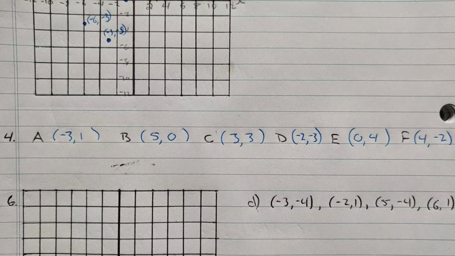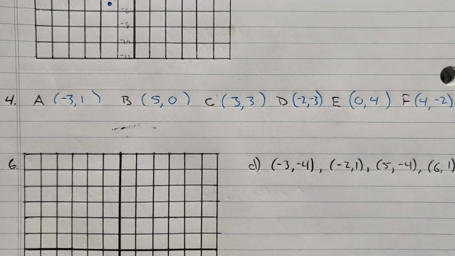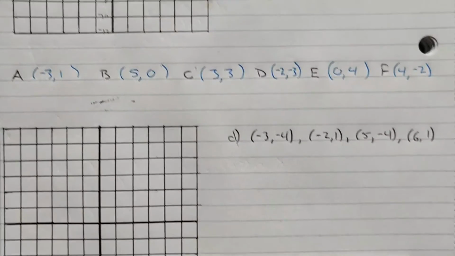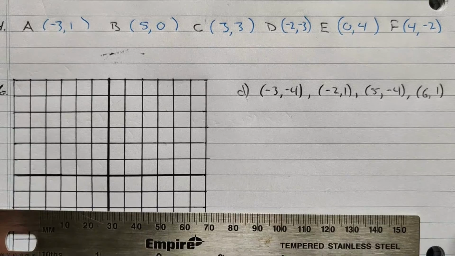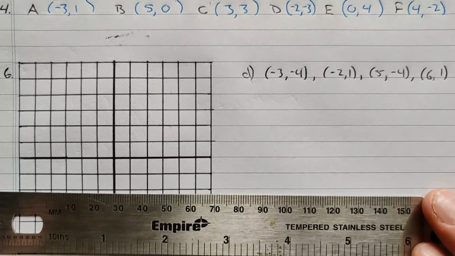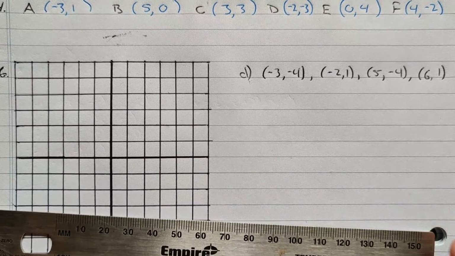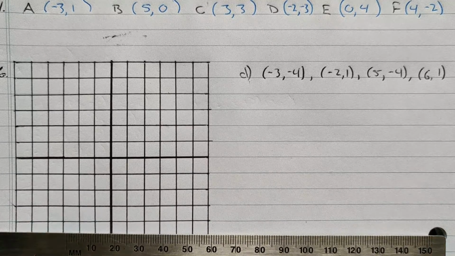The next question I wanted to look at was number 6. I had assigned A and C, but I'm actually going to do D just for something different. You're plotting points again. This time the difference was we're connecting them. When you're asked to connect points on the graph, if you're given a list of points, then you would connect them in the order that you put them down.